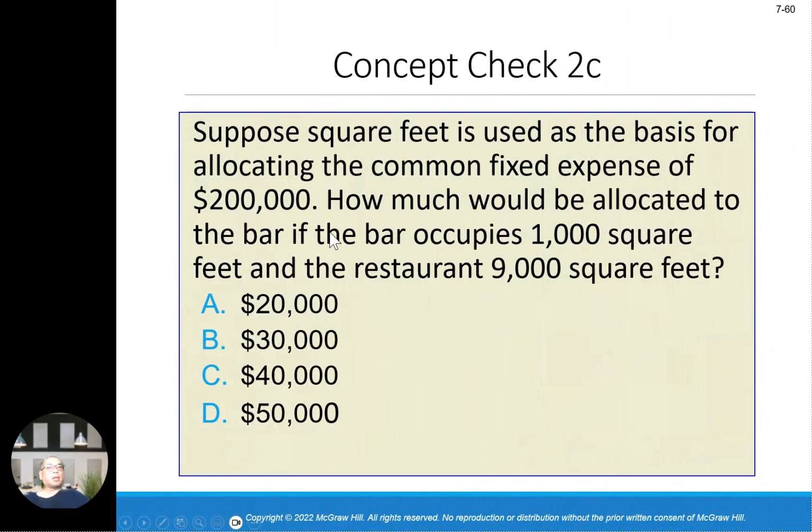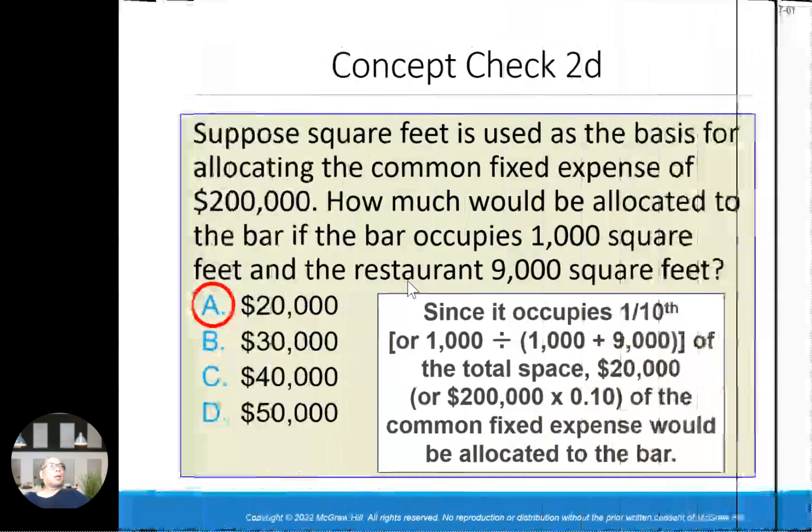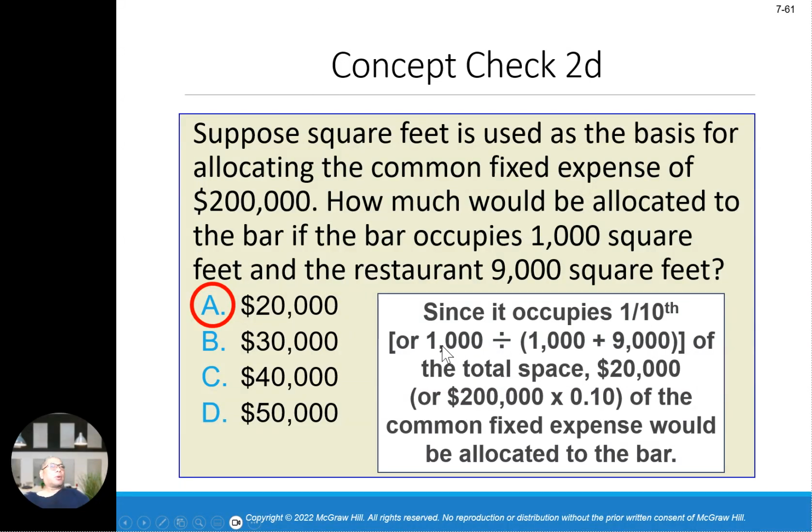The second one: suppose square footage is used as the basis for allocating the common fixed expense of 200,000. How much will be allocated to the bar, if the bar occupies 1,000 square feet and the restaurant 9,000 square feet? Give it 5 seconds and you get the answer. It is 20,000. That is 1,000 divided by 1,000 plus 9,000 square feet, so the total will be 200,000 times 10%. This is how you get the 20,000.